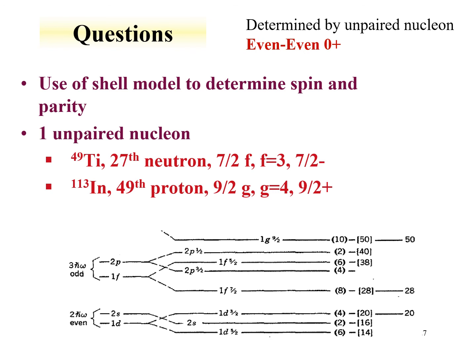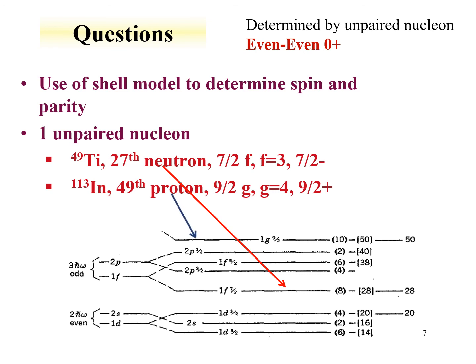An example, titanium-49: the 27th neutron is the unpaired neutron, and in the shell model that lives here in this shell, which is the f 7 halves, so the spin is 7 halves, f is 3, that is odd, so the spin is 7 halves and the parity is minus. If you examine the chart of the nuclides, you'll find that titanium-49 is indeed 7 halves minus.